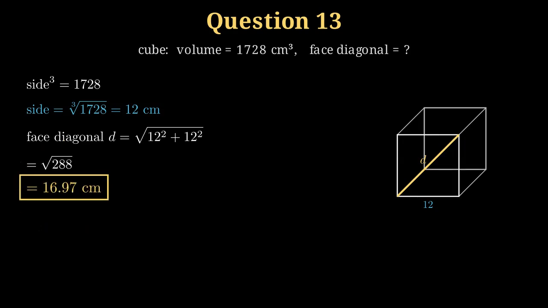The diagonal splits it into a right-angled triangle, so by Pythagoras, the diagonal is the square root of 12 squared plus 12 squared. That's the square root of 288, which is 16.97 centimeters. Well done. That's question 13 complete.